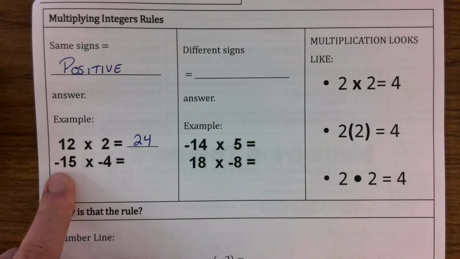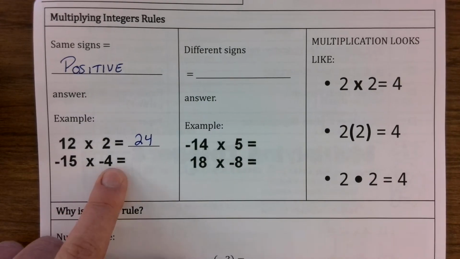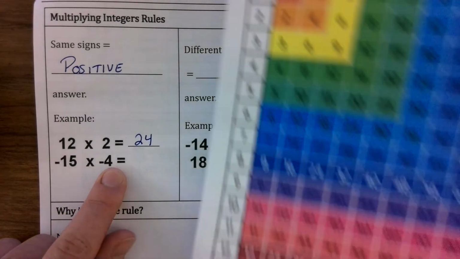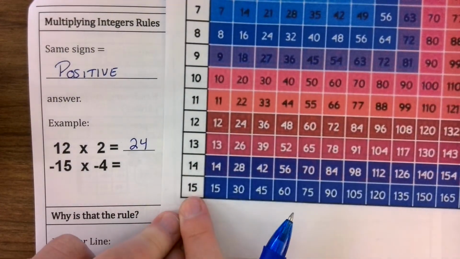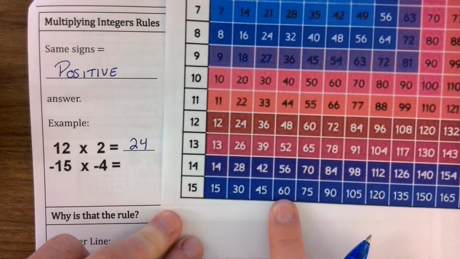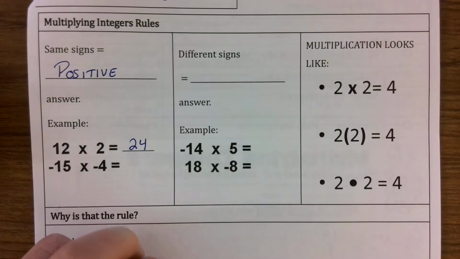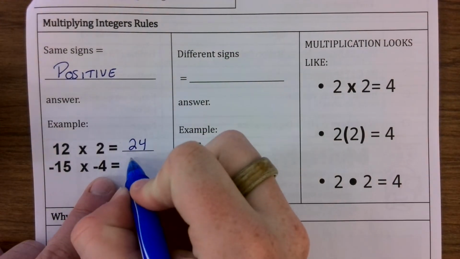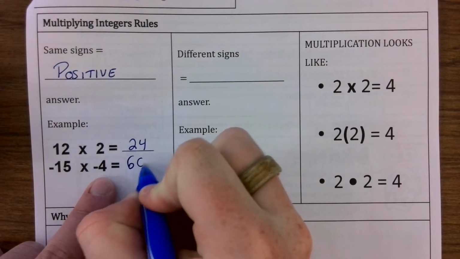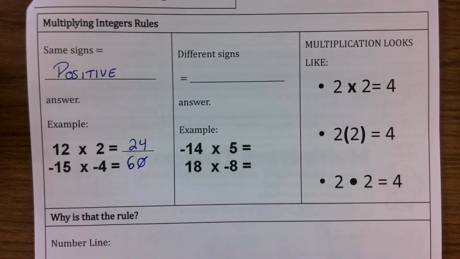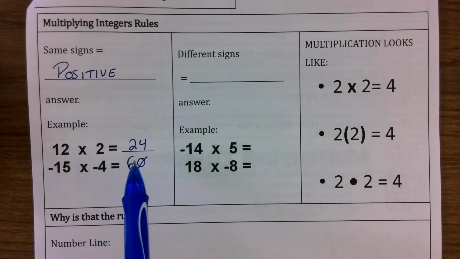If we have two negatives, such as negative 15 times negative 4, 15 times 1, 2, 3, 4 is 60. And because they're the same sign, I know my answer is positive 60. So same sign, positive or negative, positive answer.